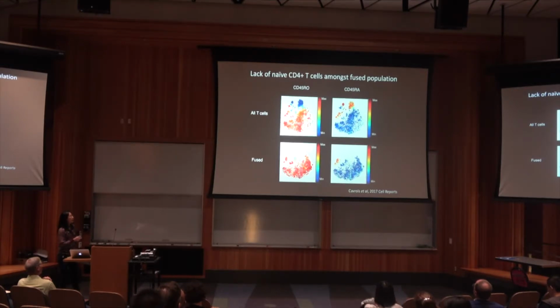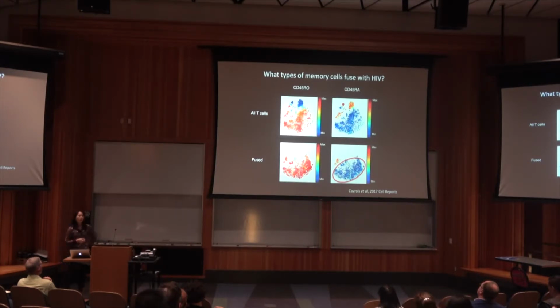You can see that these cells up top express low levels of RO and high levels of RA, so they are canonical naive CD4 T cells. The reason they aren't fusing to HIV is that we are using a transmitted founder CCR5-tropic virus, and there are insufficient levels of CCR5 on these cells. But what you can see is that the dominant population of HIV-fused cells lies within this giant landmass here. Because these cells have high levels of RO and low levels of RA, they are canonical memory CD4 T cells. And we've done quite a bit of work characterizing the types of memory CD4 T cells that HIV enters.